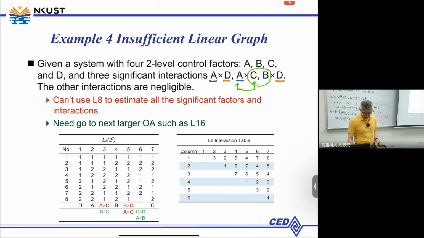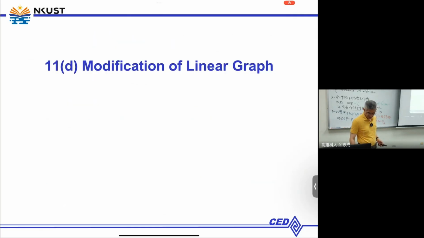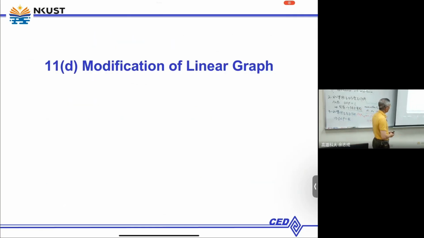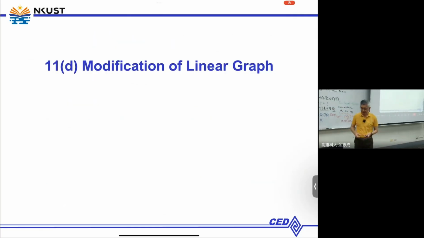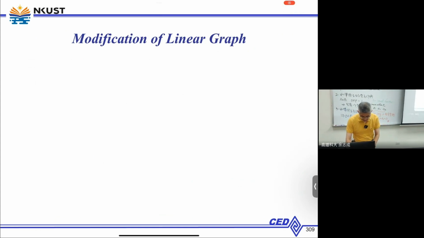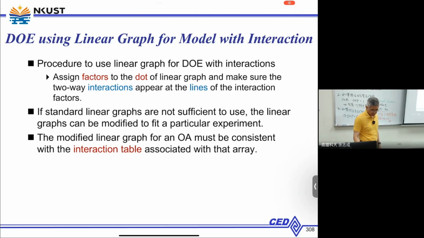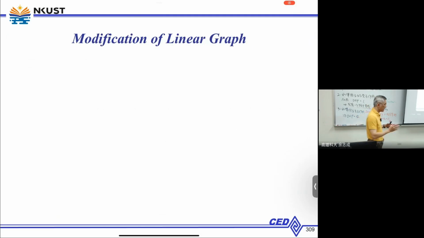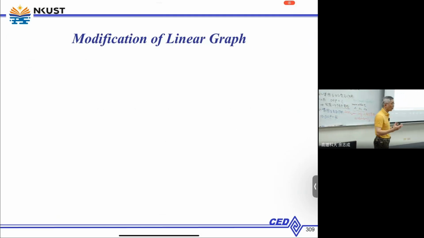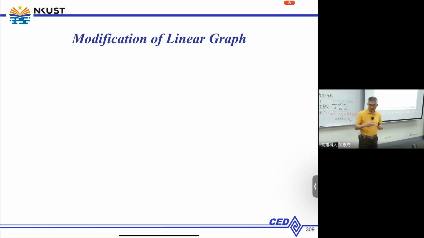So what can we do? We can modify or expand the linear graph. I will just go to the modification directly and skip the introductions, because the linear graphs are compatible with the interaction table.